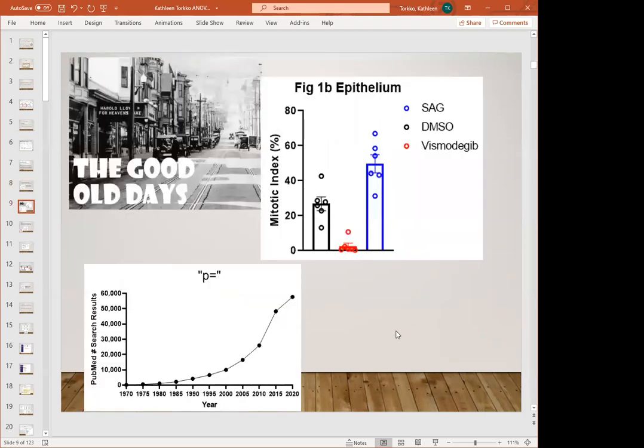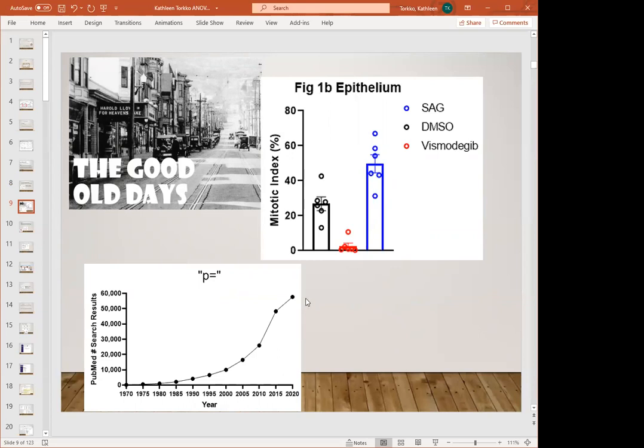But back in the good old days, I remember talking to an older researcher who said, we never used to put p-values on graphs. We would just do a graph. I reproduce the data in a Prism graph here. And you used to look at it and say, yeah, the mitotic index goes down with the V group and it goes up with the SAG group. You didn't have to attach a p-value to look at that and say, yeah, this could be important. This is a demonstration of some biological relevance.